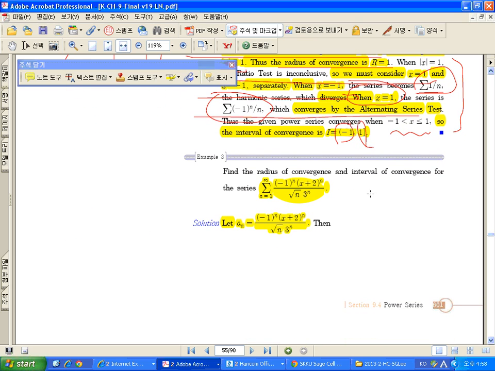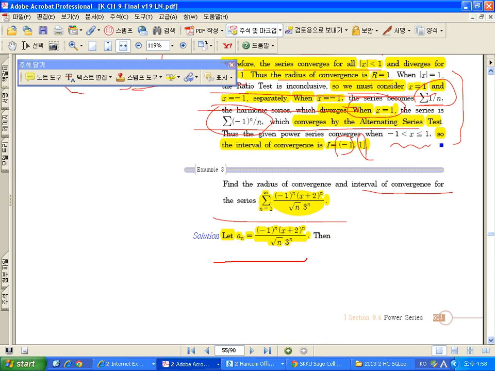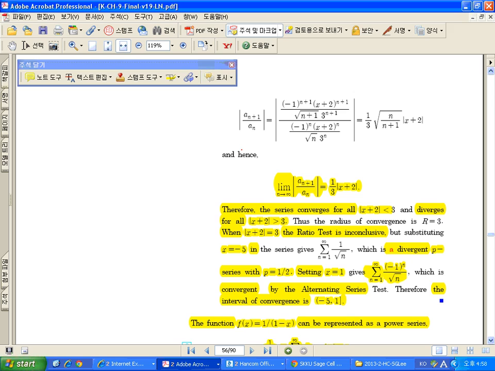Find the radius of convergence and interval of convergence for the series. And here, a_n is like this. So use the ratio test. Then we have this term. So the absolute value, the limit of that goes to this. So all we have to do is look at this term. So this converges when this value is less than or equal to 1.